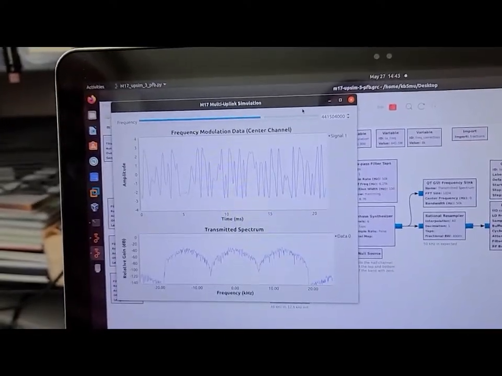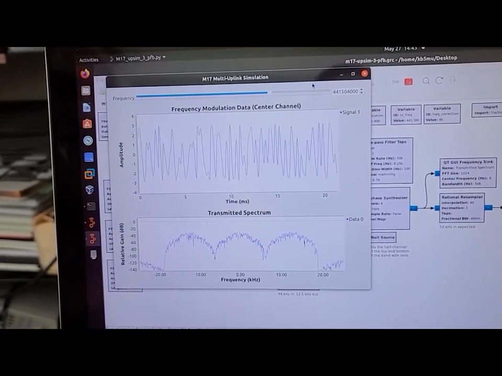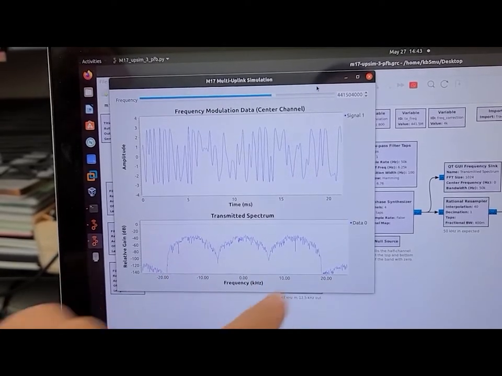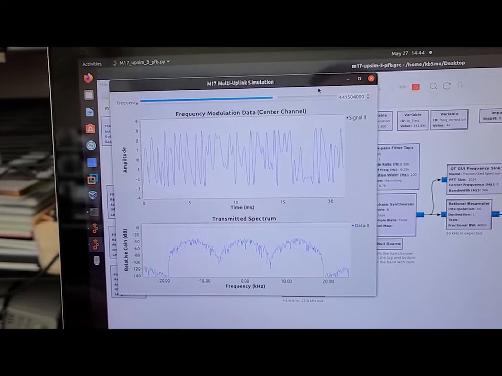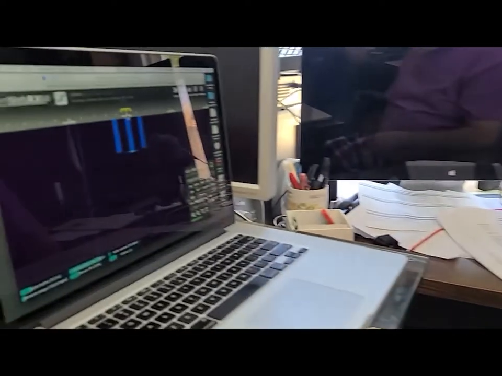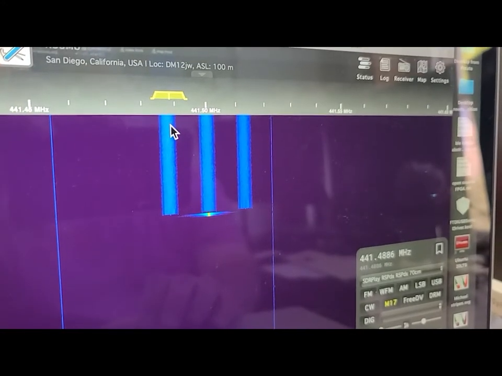I removed the time display because it wasn't really showing anything. But here's our three channels with nice square edges. And on the receiver, there they are. And once again, we can switch among the channels.